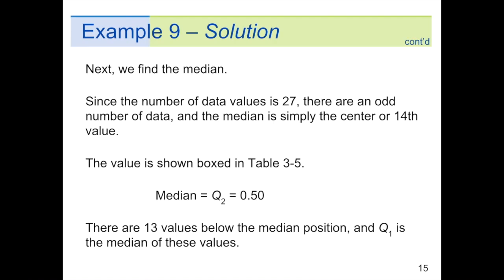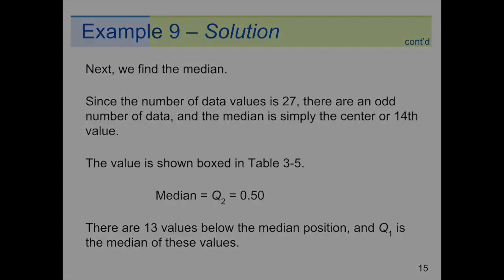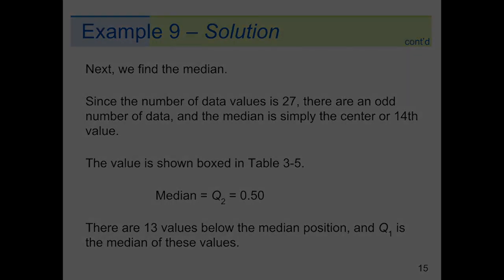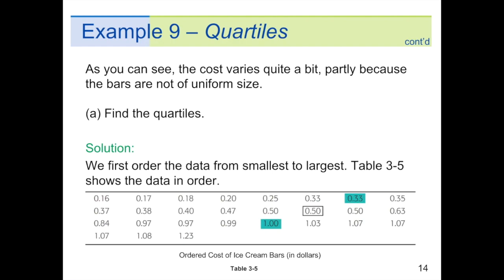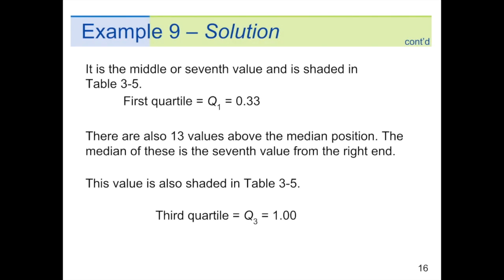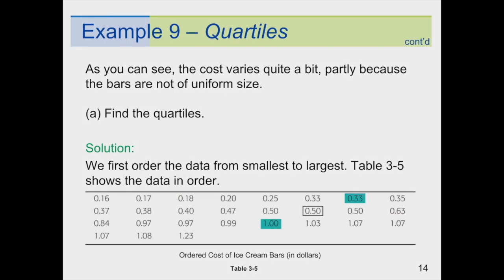There are 13 values below the median position, and Q1 is the median of these values. It is the middle or seventh value and is shaded in Table 3.5. As you can see, it's 0.33. There are also 13 values above the median position. The median of these is the seventh value from the right end. The value is also shaded on Table 3.5, and it's 1.00.